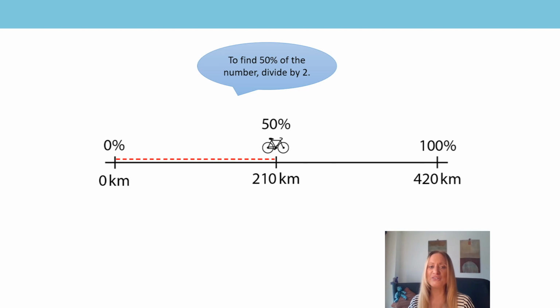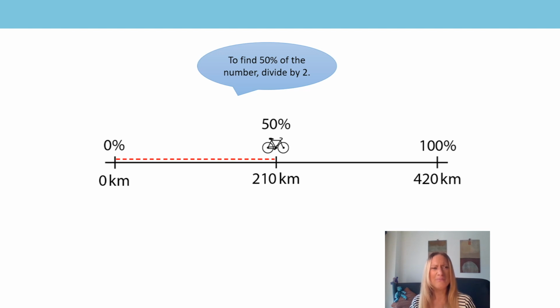So to find 50% of the number, we divide by 2. Can we repeat that together? To find 50% of the number, we divide by 2. And we know that that's because 50% is equivalent to a half. What would that be as a decimal? It would be 0.5, wouldn't it?